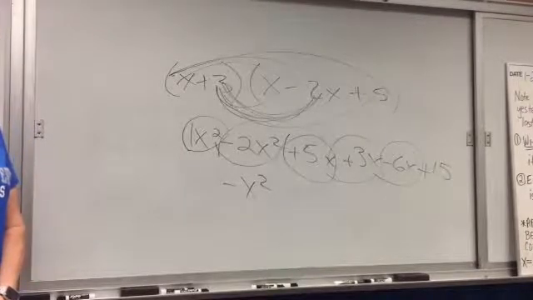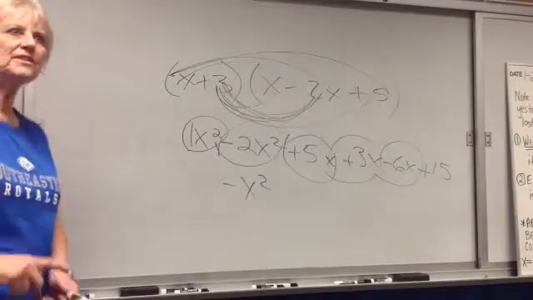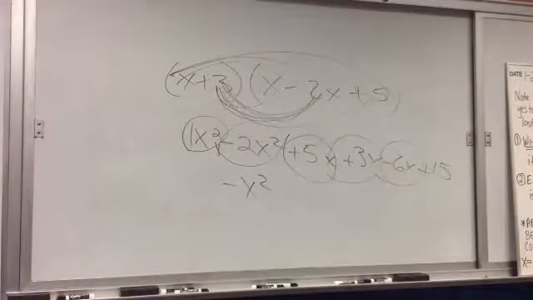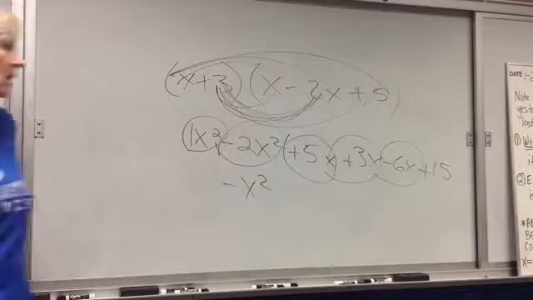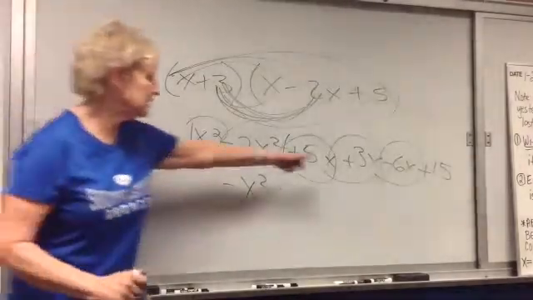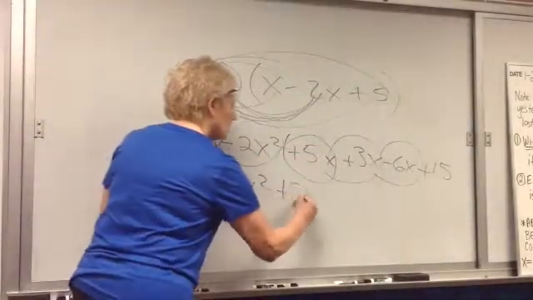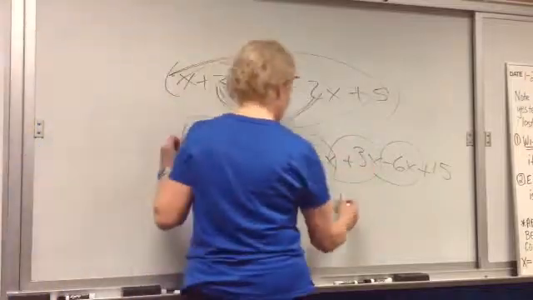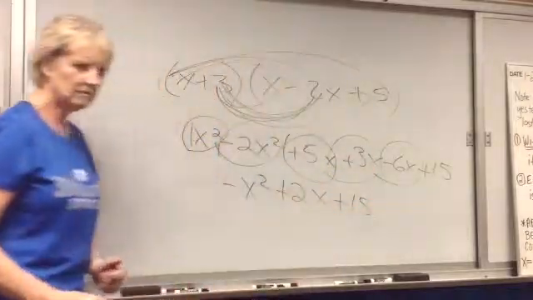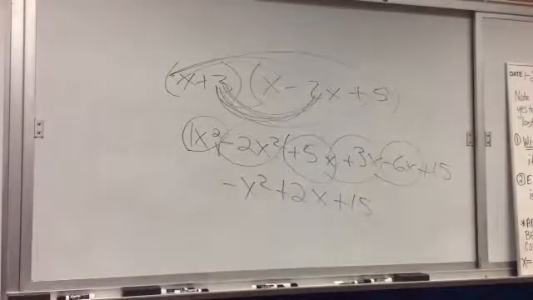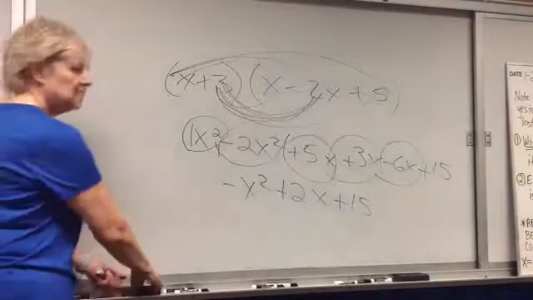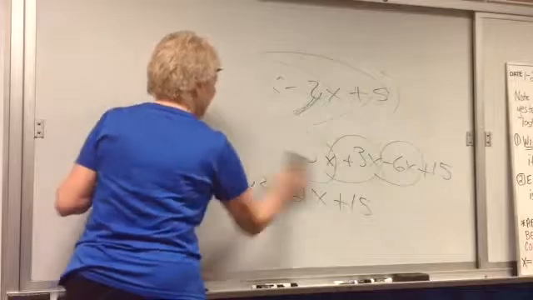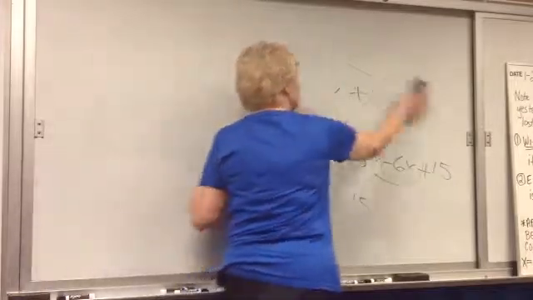Plus 15. It's plus 2x. Oh, 8 minus 6. And the final term is just 15. Now we're done. Can you do this? Yeah, this is easy. Wait a minute, I got some special cases to show you.